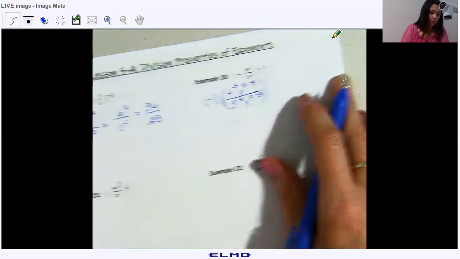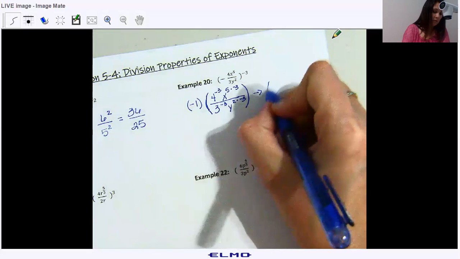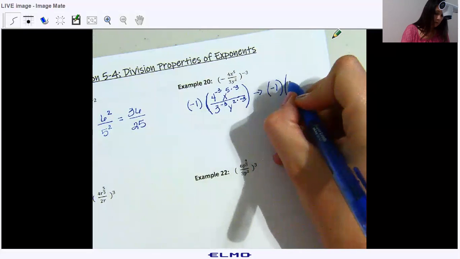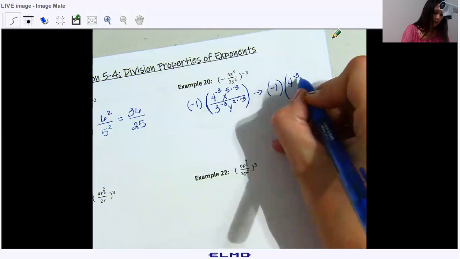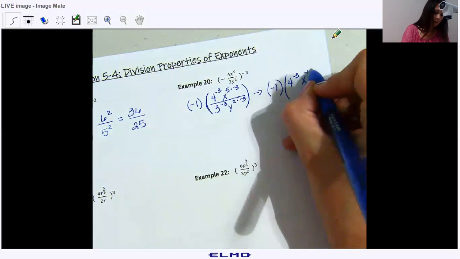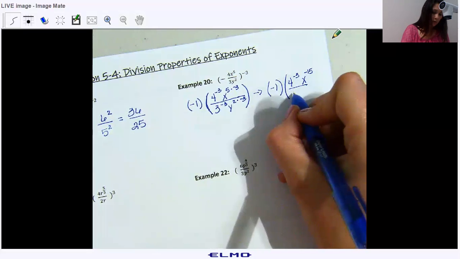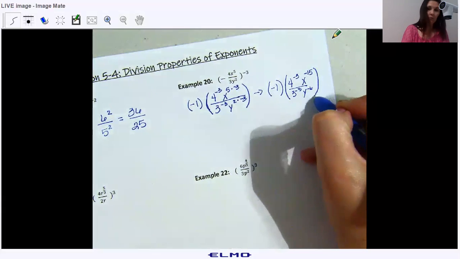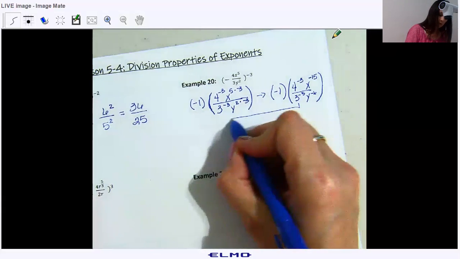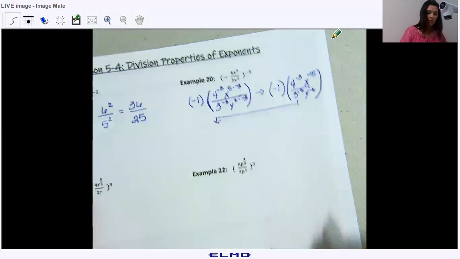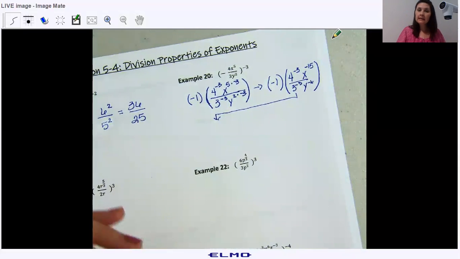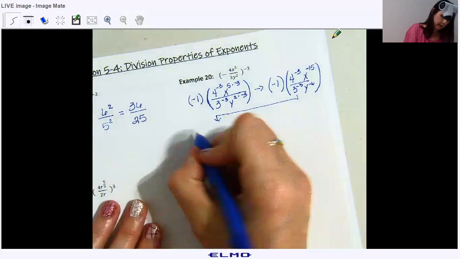I am going to rewrite this again. Negative 1 times 4 to the power of negative 3, x to the power of negative 15, all over 3 to the power of negative 3, y to the power of negative 6. Oh, that's a big parenthesis. And I'm going to come down and do my next step here. Okay, so with this, every single one of our exponents is negative, so we're going to move all of our terms on the bottom up and all of our terms on the top down. So I'm going to rewrite this again.